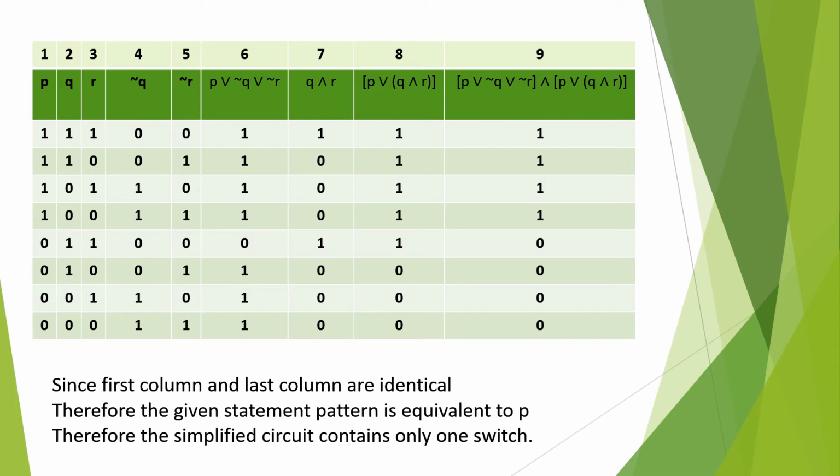You can see that first column P and last column, that is column of the statement, are identical. That means these two are identical statements. So whatever the statement pattern is given, it is equivalent to P. So that means the switching circuit can be simplified to only one switch, and that the circuit contains only one switch P. So that is the interpretation.